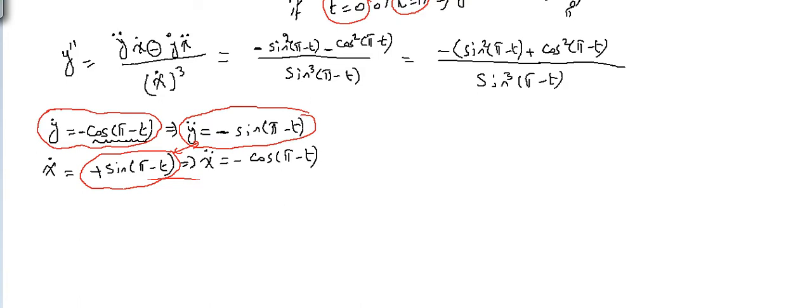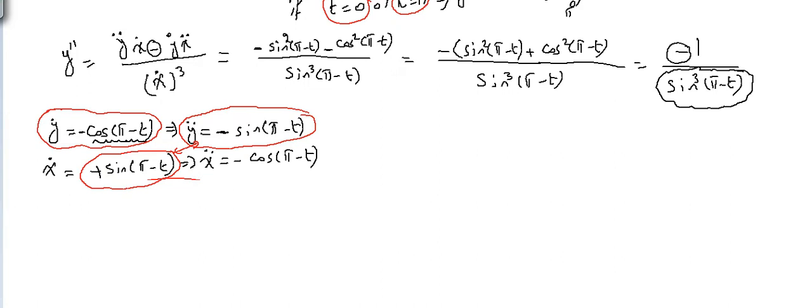Now, what does that mean, right? The numerator will be minus 1, and the denominator is sine cubed pi minus t. Since it's a cubic value, and the numerator is minus 1, the sign of the y double prime depends on the sign of sine pi minus t. If sine pi minus t is negative, then the second derivative will be positive, because we have minus 1 in the numerator, and if it is positive, it will be negative.